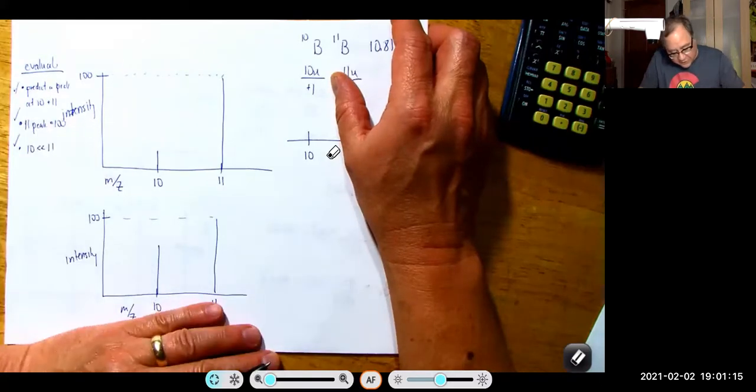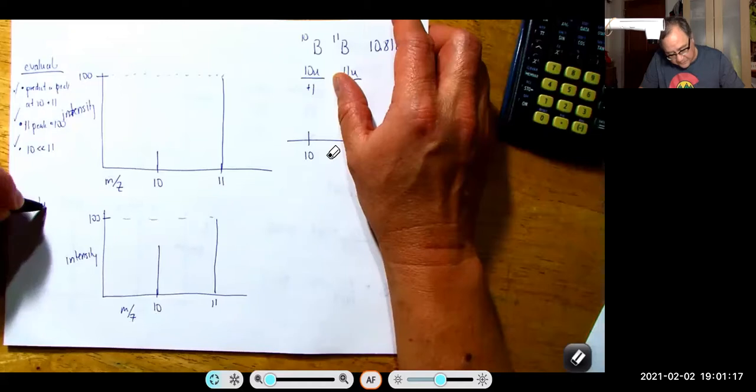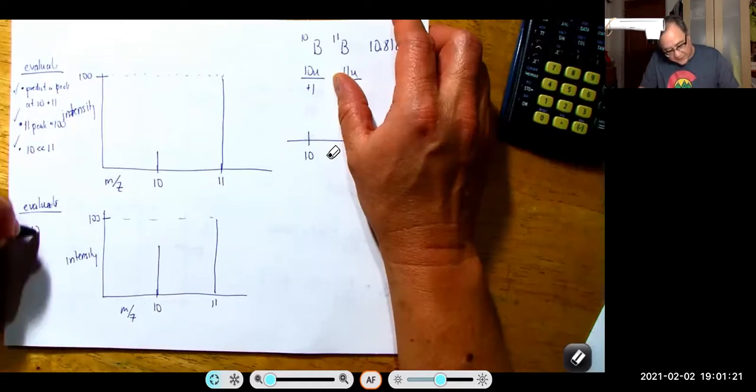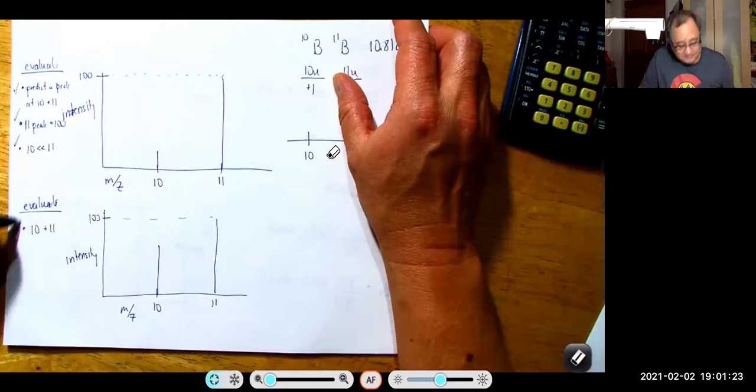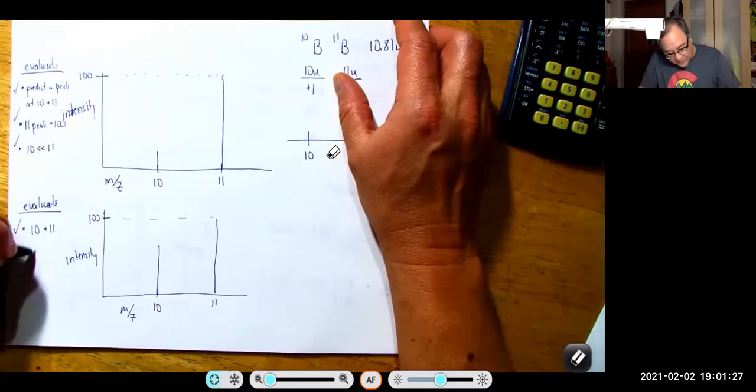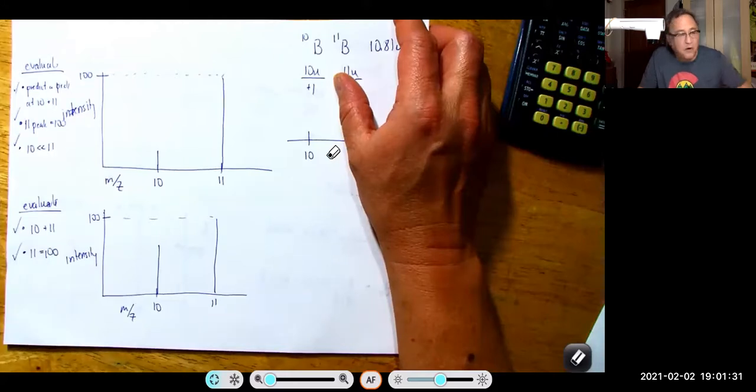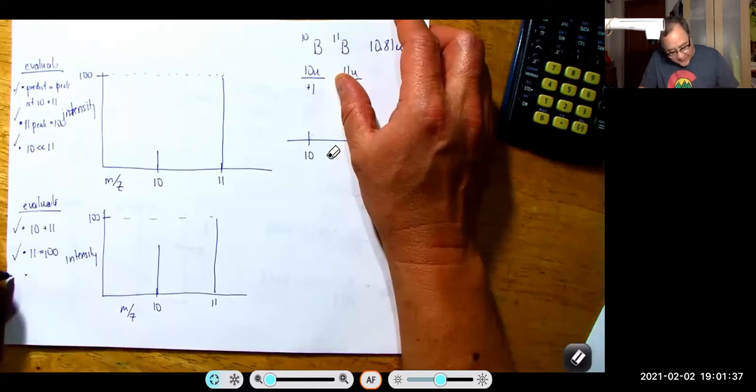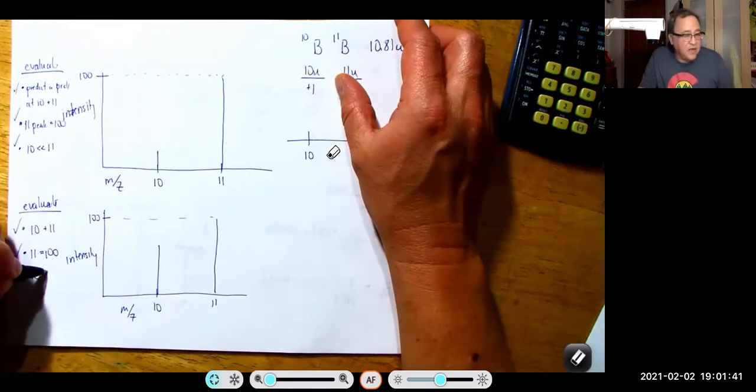Let's evaluate this one. Did we get the 10 and the 11 on this one? You bet your bippy. Did we say that the 11 would be the 100 peak? You bet your bippy. So on both counts, we got that part right. But here, where we kind of made the mistake was that the 10 was just a little bit less than the 11, not a lot smaller.